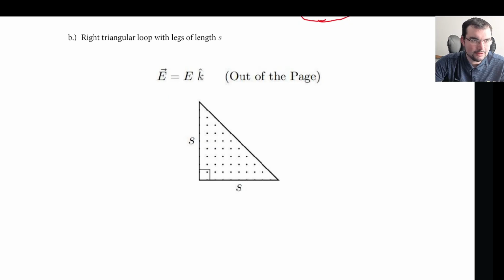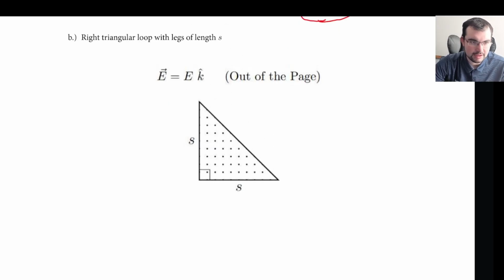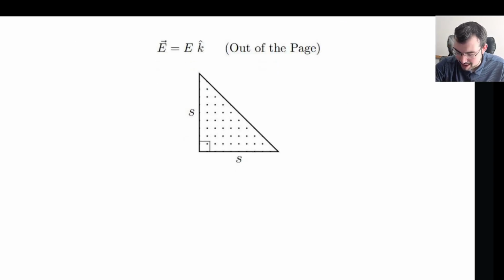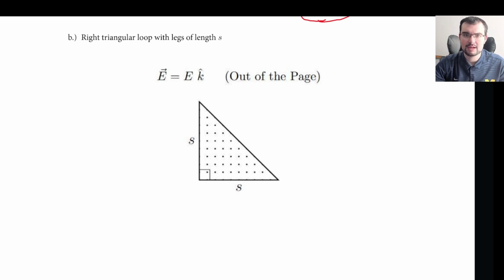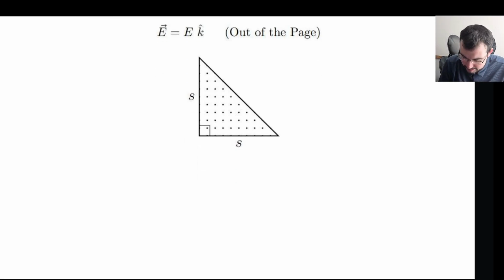Right triangular loop with side length s. And in this case, we're saying the E field is out of the page. So you can almost think of a side view. Your triangle here, that field is going to perfectly pierce it, sort of popping out of the page. So if I think about holding any sort of surface, our E field is going to point directly through it. So this is entirely perpendicular once again.